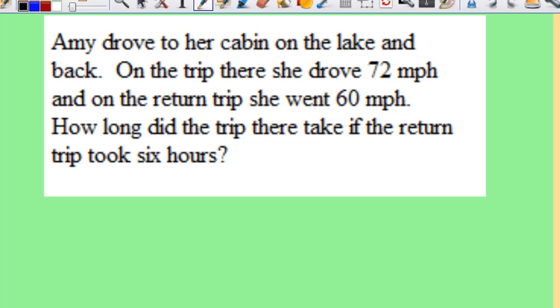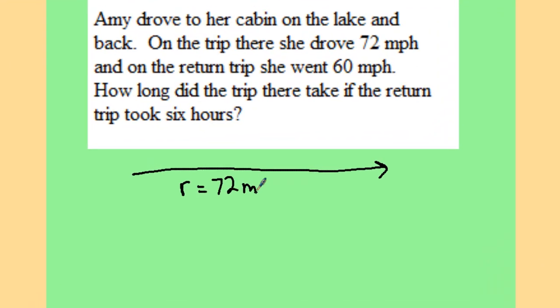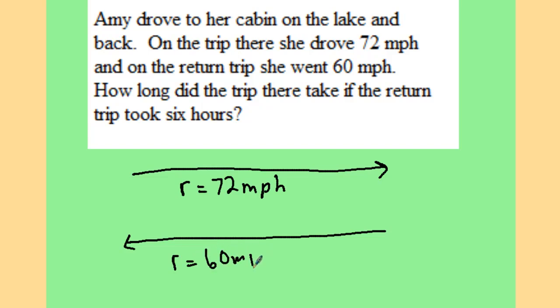Again, we're going to be given enough information to be able to find the missing piece. So in this case, we're told that Amy is going on a trip, and the trip there, she was able to have a rate of 72 miles per hour. And then we read on the trip back, her rate was 60 miles per hour. We still need some more information to be able to answer any of these questions. So the nice thing is they told us, if you look up here, the return trip took 6 hours.